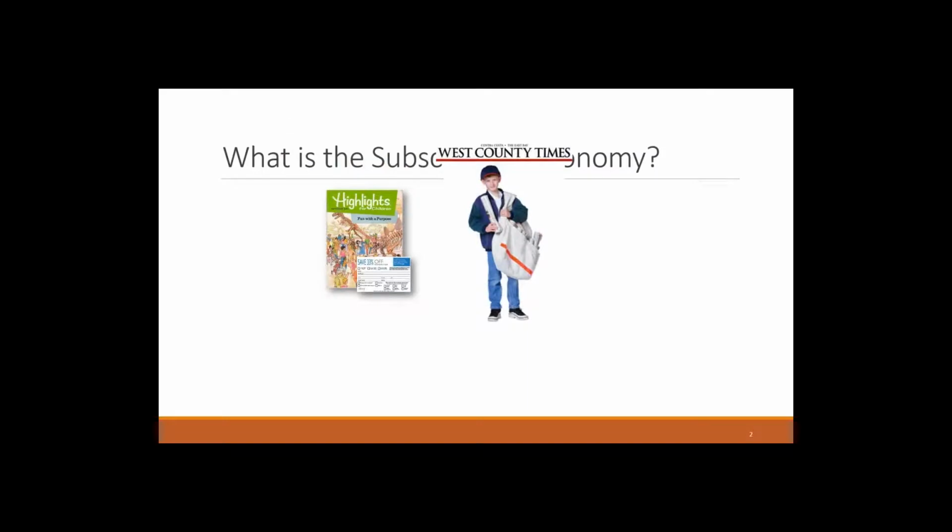Second example: in 5th grade, I got a little bit older, and I had a paper route, and I used to deliver papers for the West County Times out here in the East Bay. I grew up out here in the Bay Area, and I had my bike, and I delivered the papers. But little did I know, I was part of the subscription economy, going door to door to collect money from people for their monthly or annual subscription to the newspaper. So that's another example.